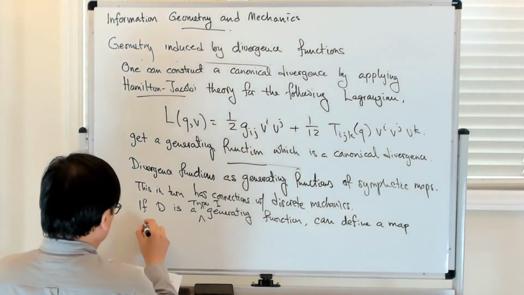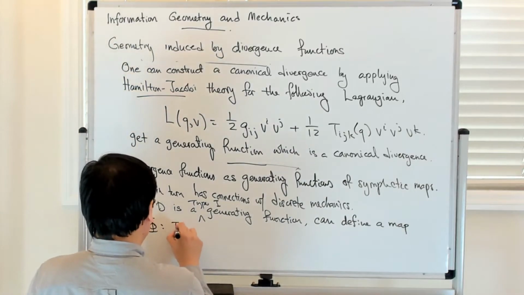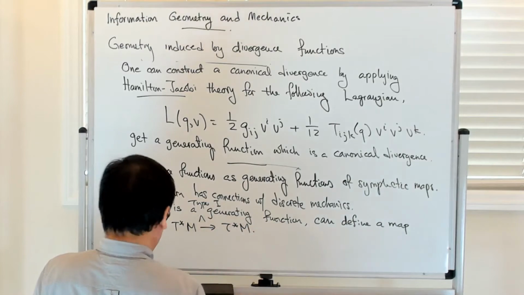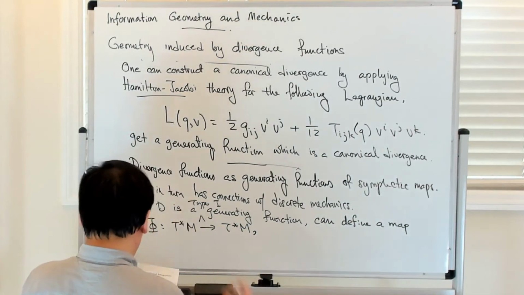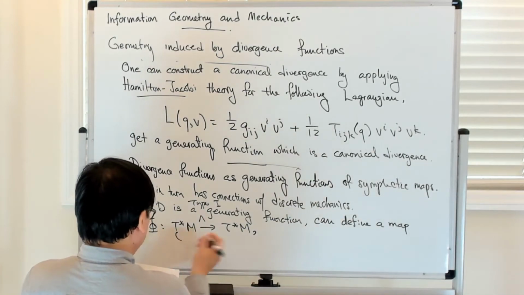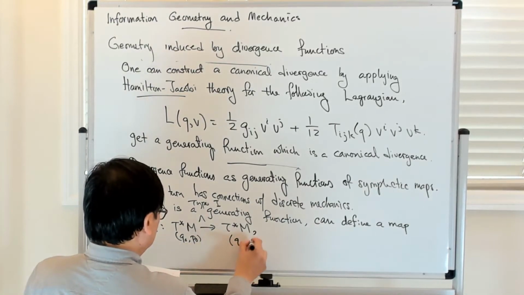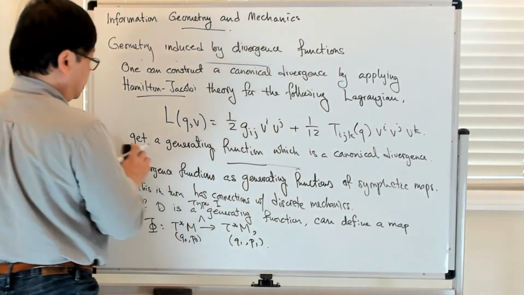Let's call that phi, from the cotangent bundle of the manifold to itself, defined implicitly in the following way. Let me just put coordinates on this. Let's say this is q0, p0, position and momentum, and q1, p1.